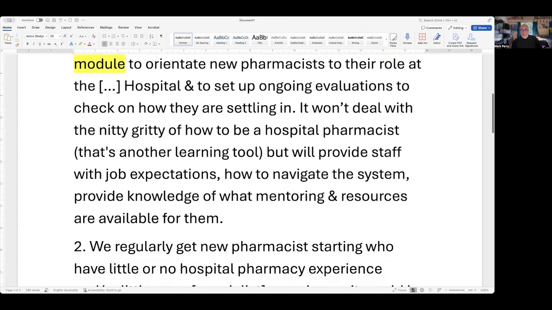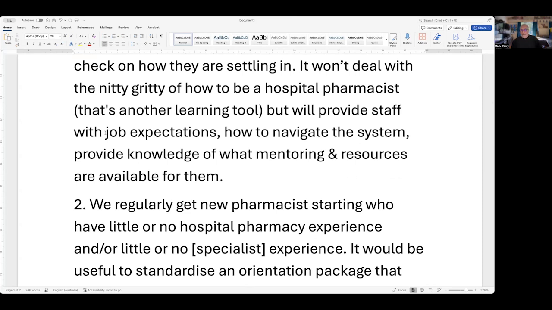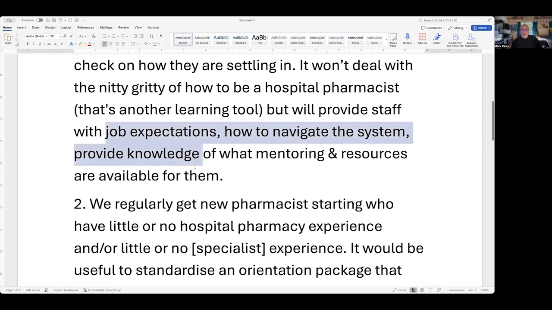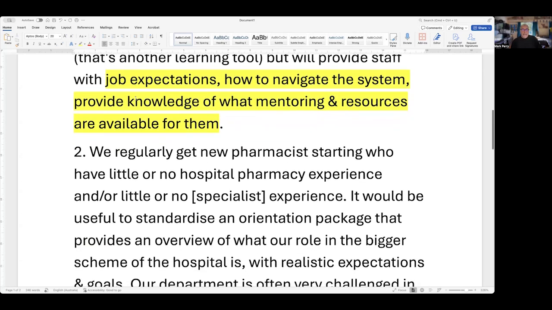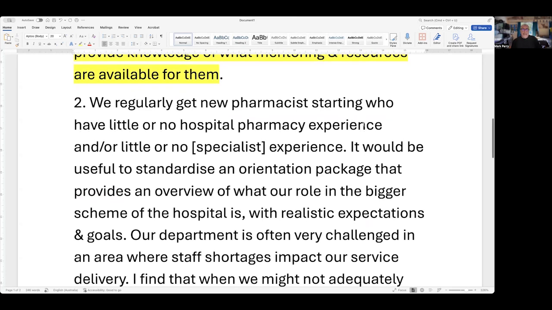That's another learning tool, but it will provide staff with, and I haven't even read it, but I'm already going to start highlighting because I know this is where our heart is. Job expectations, how to navigate the system, provide knowledge of what mentoring and resources are available to them. Then we regularly get new pharmacists starting who have little or no hospital pharmacy experience. Okay, I like that a lot.